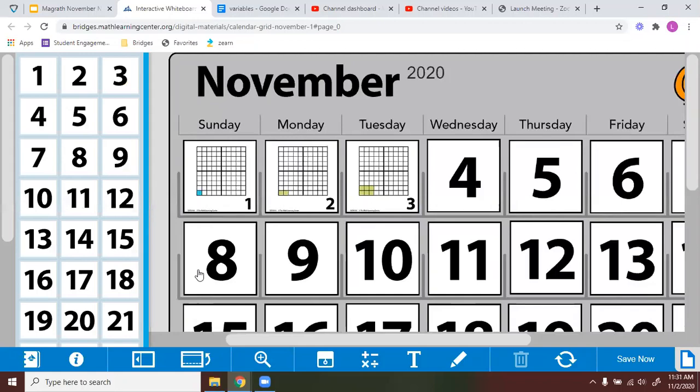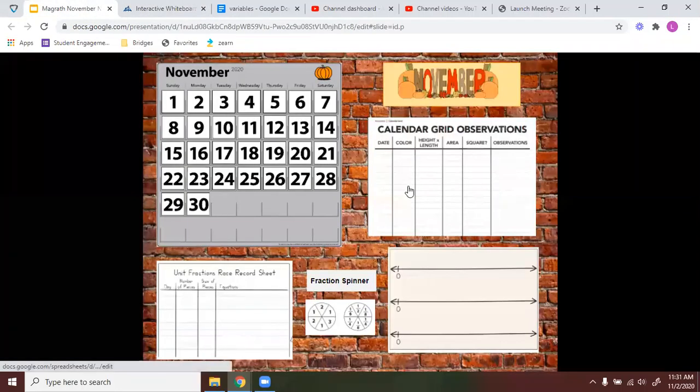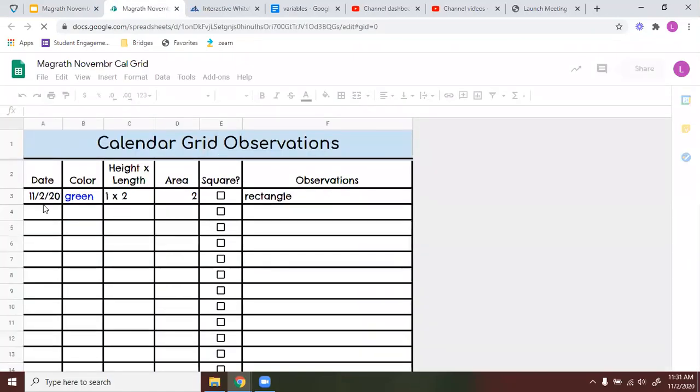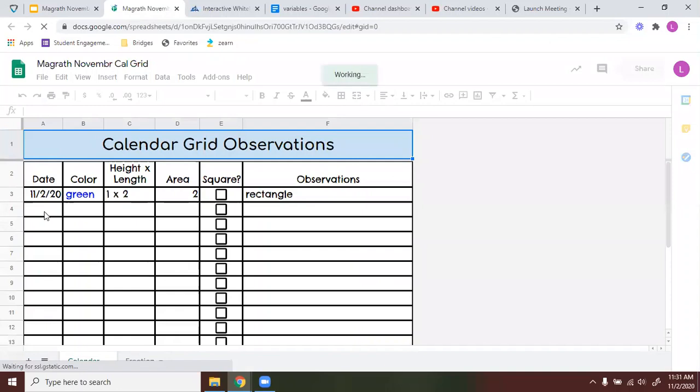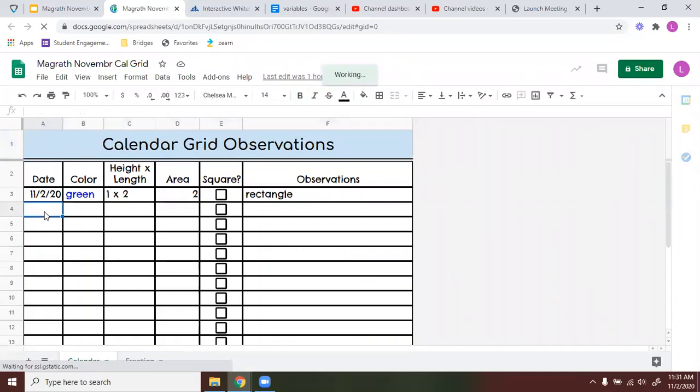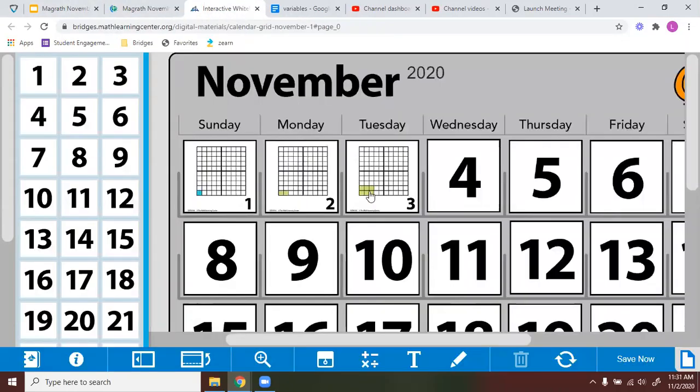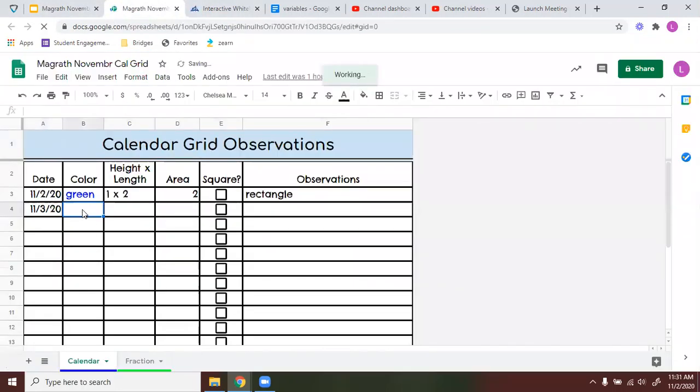So I'm going to go back to our main screen and we're going to fill out some calendar grid observations. Today is November 3rd, 2020. Our calendar is green just like yesterday too. Our calendar marker for today, the boxes were green, or the units were green. Let's see here, height and length. So this time the height was 2 and the length was 3 and the area was 6.